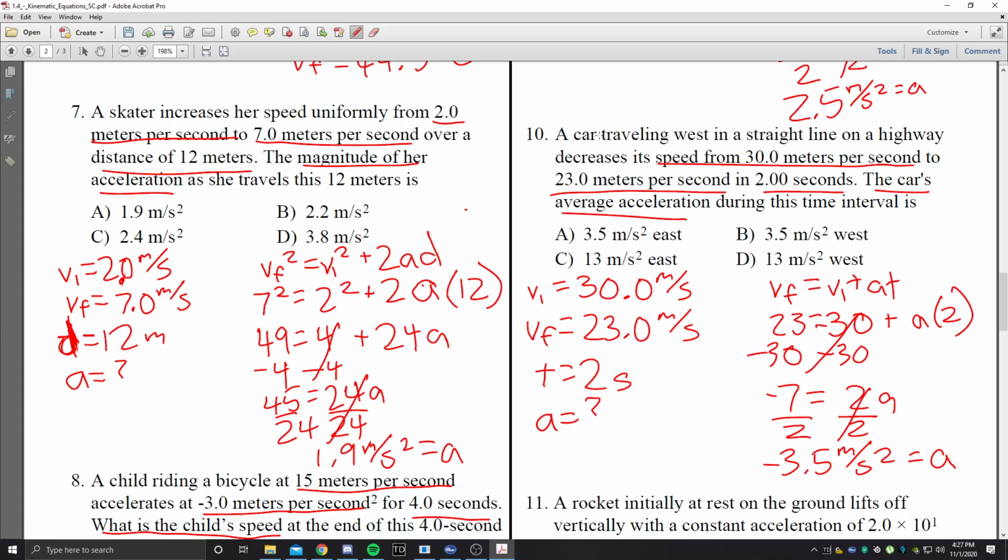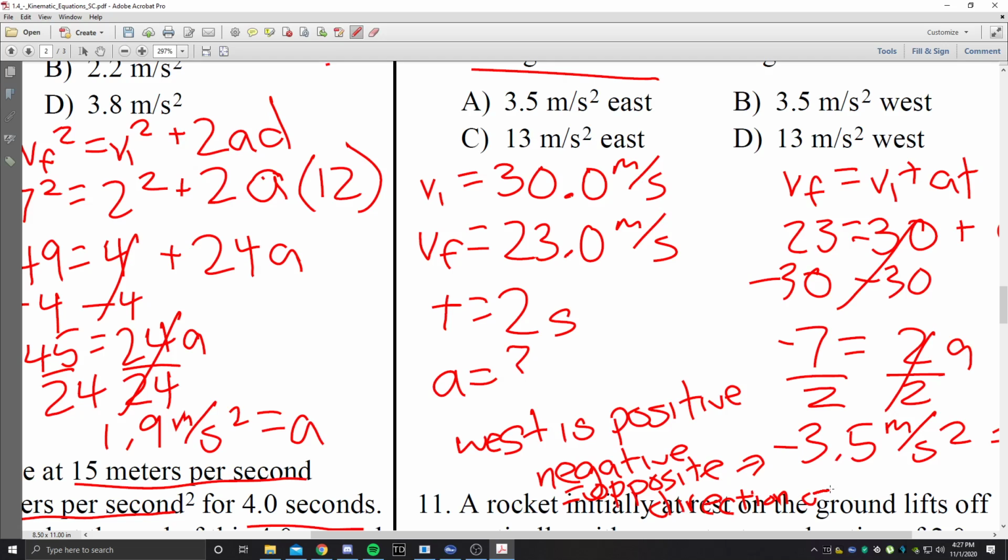But if you think about it, a car is traveling west, which means that west in this question is positive. West is your positive direction in this question. Remember, usually we assume that east is positive, but in this question, it's saying west is positive instead. So this negative sign here, what we learned is that a negative sign is the opposite direction of the positive. That's what a negative sign means.